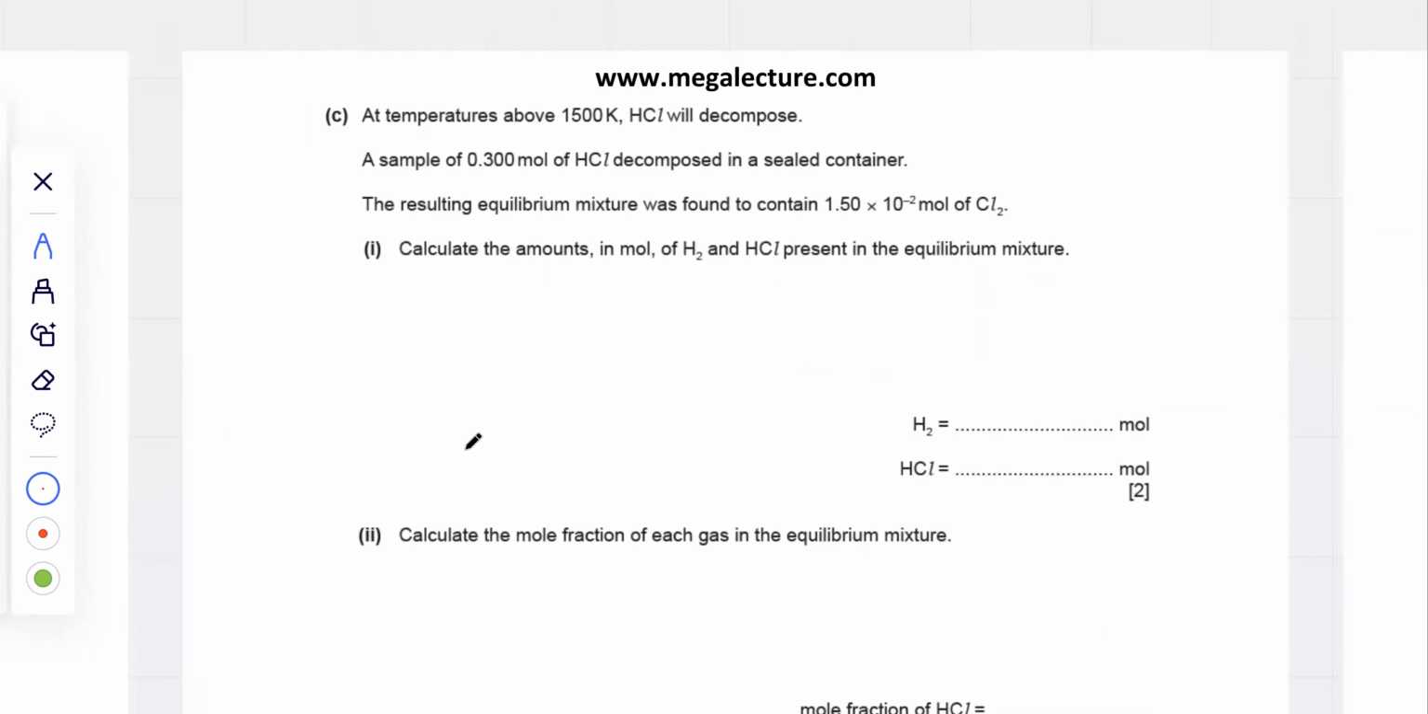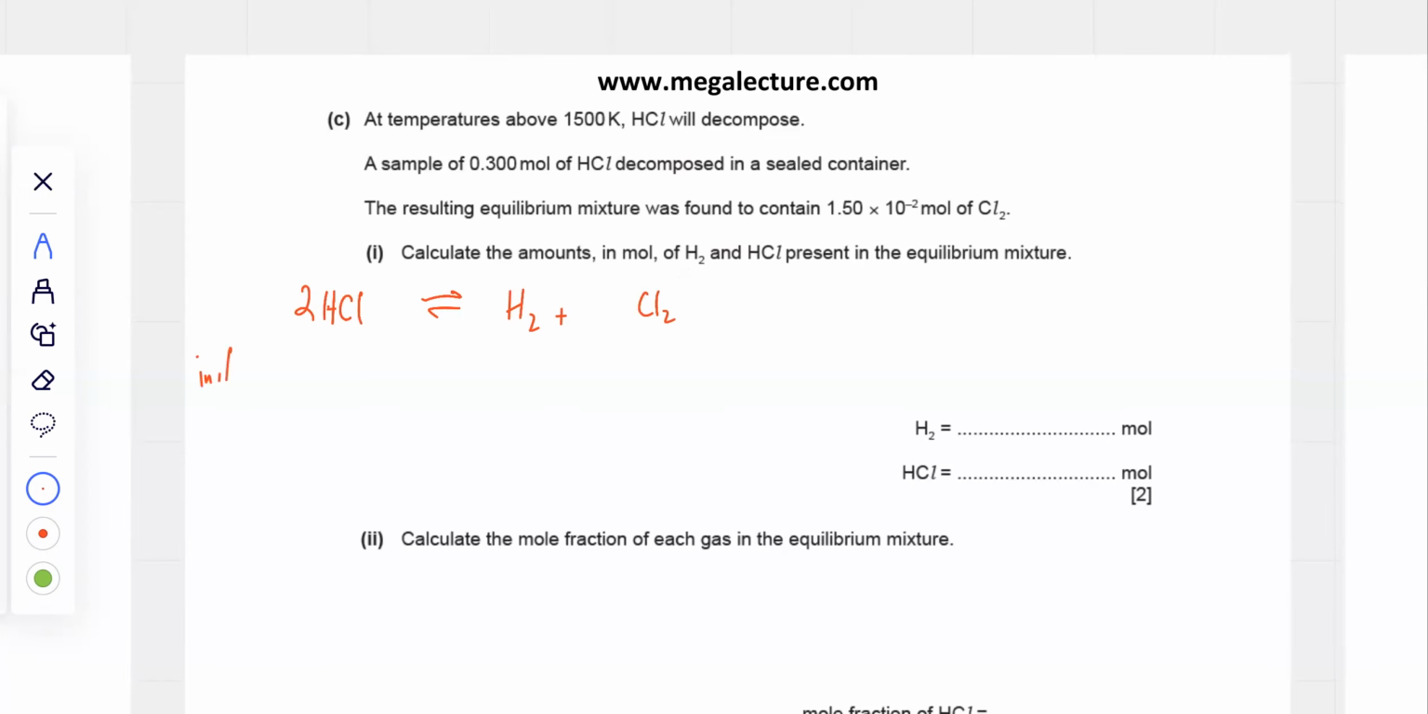This one is, I mean, this is the reaction. I think the previous part is missing, so I'm just going to take this one: H2 plus Cl2 in equilibrium with 2 HCl. So let's assume this is the reaction that's going on. In this question, he's talking about HCl decomposing, so I think it's the other way around. So I think HCl is on the reactant side, which decomposes to form H2 and Cl2.